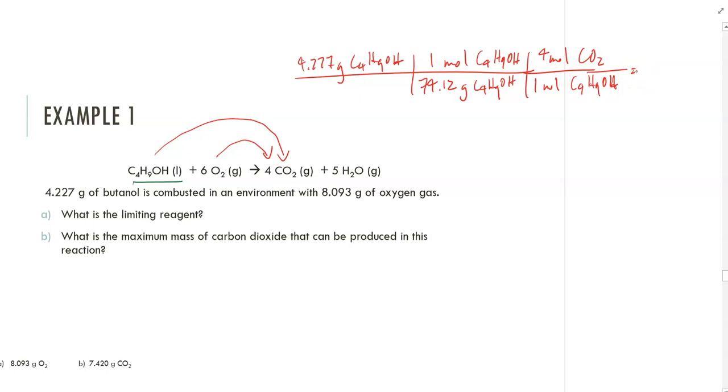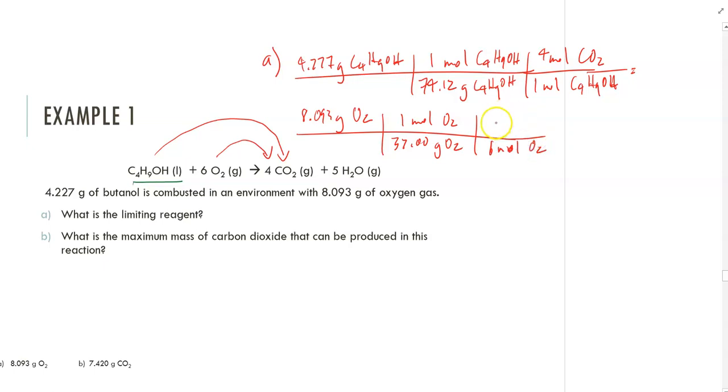That's going to generate a number, but for the sake of keeping things moving, I'm going to go ahead and do the other part. So the other part of solving for part A is I'm going to take the 8.093 grams of oxygen and perform the same task. So I know that for this O2, if I assume that all of it's going to get used up, I can produce a certain amount of CO2 that I can then compare.